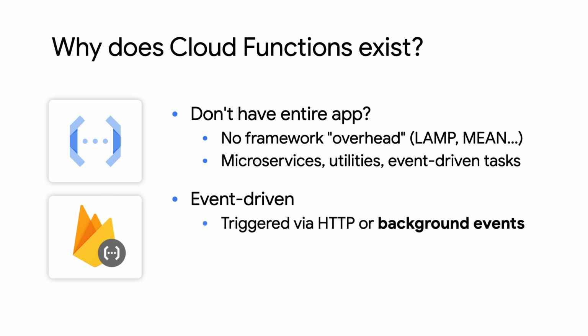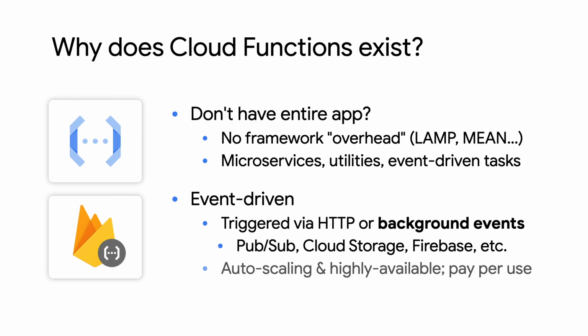Now, like App Engine, Cloud Functions can be triggered with HTTP. But Cloud Functions can do a few things that App Engine can't, and those are bolded. For example, background events. You can actually kick off a Cloud Function if we receive a message on Cloud Pub/Sub, our message queue service, or if somebody uploaded a file to Cloud Storage, or if someone logged into Firebase. Like App Engine, however, Cloud Functions is auto-scaling and highly available, and you're also only paying for when your functions are being called.